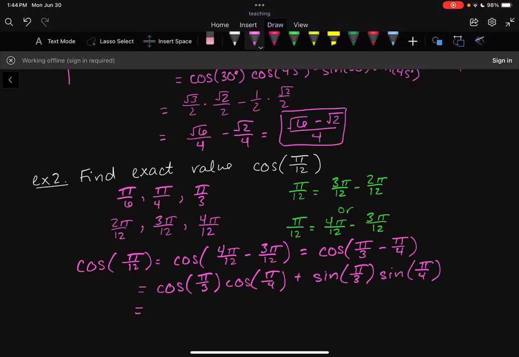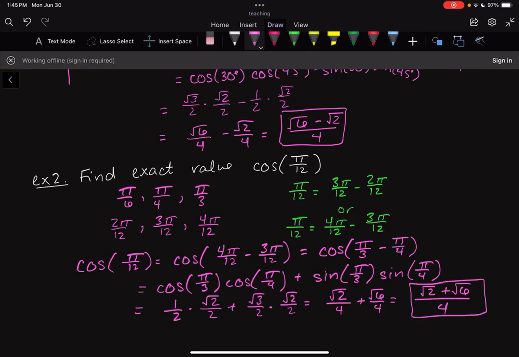Cosine of pi over 3, so that's the same as cosine of 60 degrees. It's going to be 1 over 2. Cosine pi over 4 is root 2 over 2. Sine of pi over 3, or sine of 60 degrees, is root 3 over 2. And sine of pi over 4 is root 2 over 2. This simplifies to root 2 over 4 plus root 6 over 4, which I can write as root 2 plus root 6 over 4. It cannot simplify any further than that.